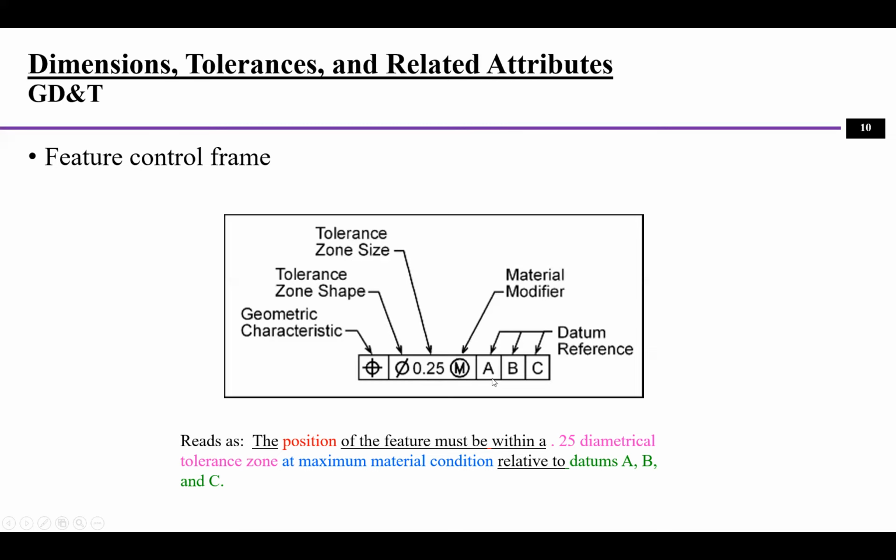Then the last part will be the datum references. Here you can say, I have 3 datum references, A, B, and C. Then this is the control frame. How do we read it? This control frame is read as the position: the position of the feature must be within a 0.25 diametrical tolerance zone at maximum material condition relative to datum A, B, and C. So this is how you read this control frame.